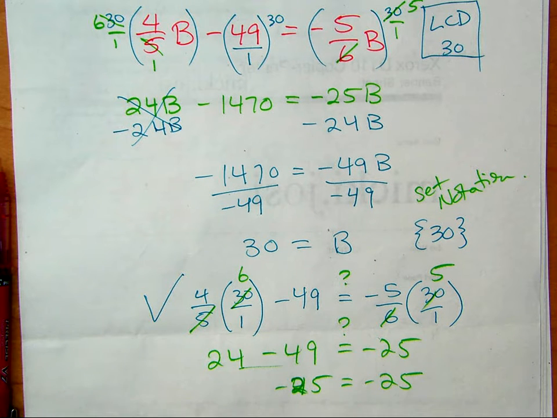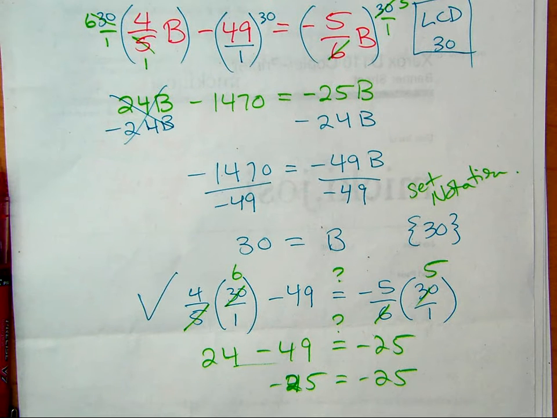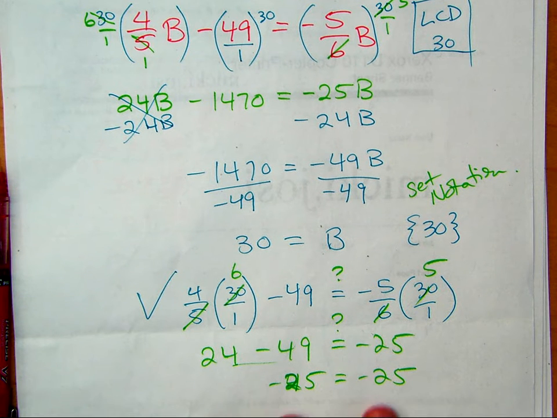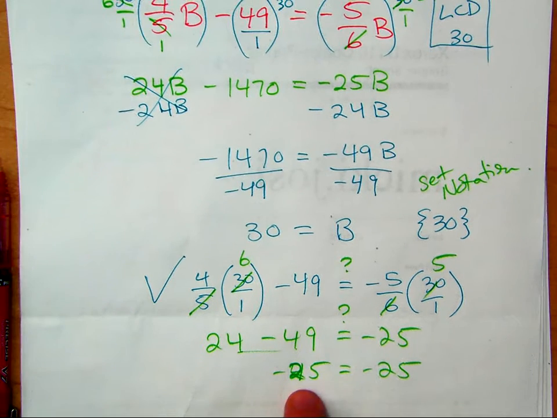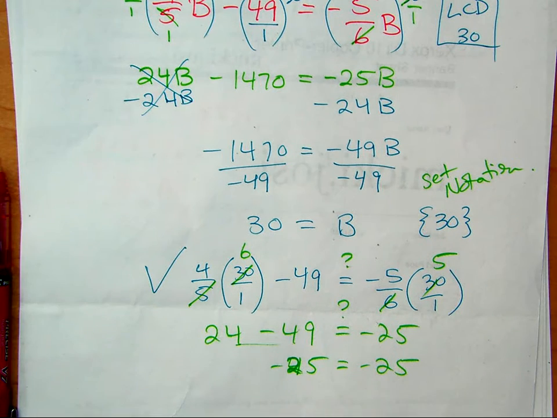Even if it doesn't work out, you can always go back and fix it. But a lot of times people will put the negative 25 in the set notation, and then you're telling me that's the solution. That's not the solution. Okay, so you have to be careful about that. The fact that negative 25 equals negative 25 means your answer is correct, but your answer is not that. Your answer is 30. Do we want to do another one before we end this?